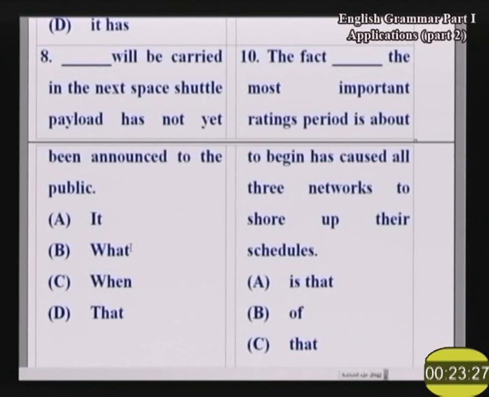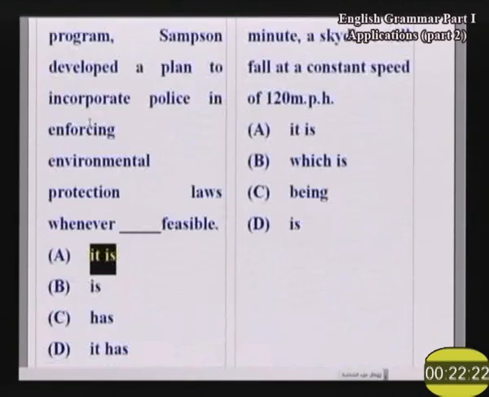Will be carried in the next space shuttle payload has not yet been announced to the public. طيب has not yet been announced ده ايه؟ the verb. يبقى انا عايزه فوق ايه؟ يبقى انا عايزه subject. السبجكت هنا في will be carried، يعني السبجكت هنا is a whole clause، يبقى هختار it will be carried. لو قلت it will be carried خلاص الفعل والفعل وانتهينا. it will be carried in the next space shuttle payload وخلاص تبقى خلصت الجملة. لكن أنا عايزة noun clause serving as a subject، يبقى what will be carried in the next space shuttle payload has not yet been announced to the public. طيب نيجي لنمرة 9 وبعدين 10.